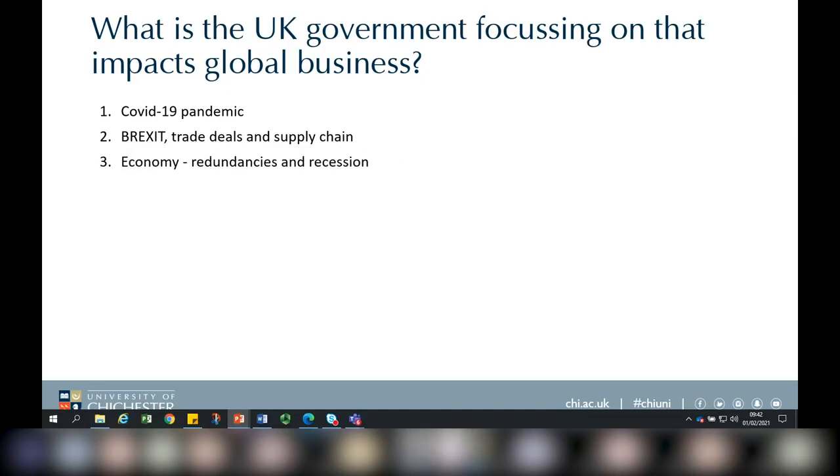Another thing in terms of the economy is the number of redundancies. We're having mass redundancies as a result of COVID-19, and there is the concern that we're going into yet another recession, which is likely to be a global recession rather than just a UK one. So why does it matter if there's lots of people redundant? Why does it matter to the government?